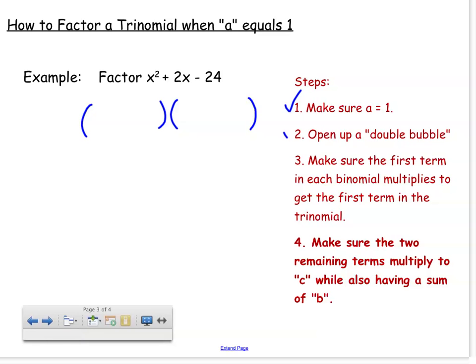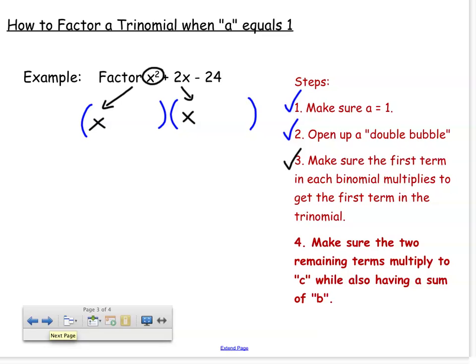So now that we have that opened up, steps 3 and 4 are what give us our answer. The first thing we have to make sure is that the first term in each binomial multiplies to get the first term in the trinomial. So what that means is that what we put here and here has to multiply to x squared. Well, the only 2 things that multiply to x squared are x and x.